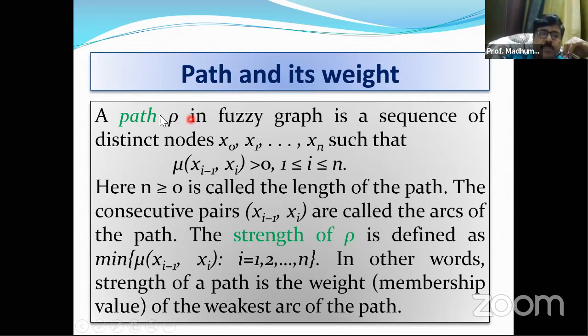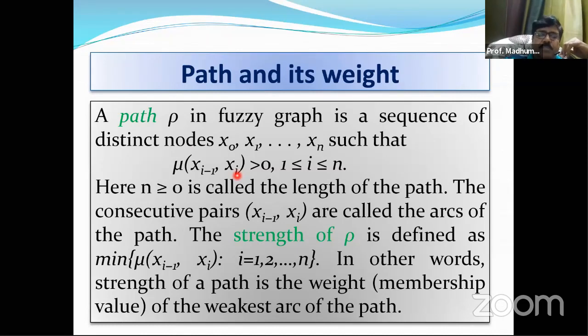So what is a path? A path in a fuzzy graph is a sequence of distinct nodes such that mu of x_{i-1} x_i is strictly greater than 0. What is the meaning of this expression? Mu of x_{i-1} x_i means an edge. The vertices considered here are x0, x1 up to xn, consecutive vertices. So the membership value of any edge on the path is strictly greater than 0. This is the criterion of the fuzzy path.